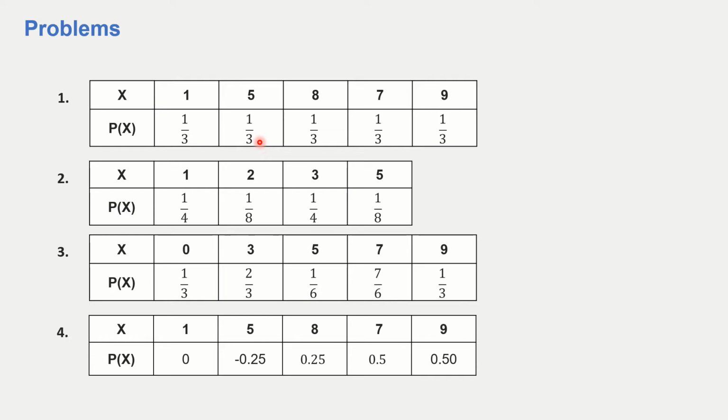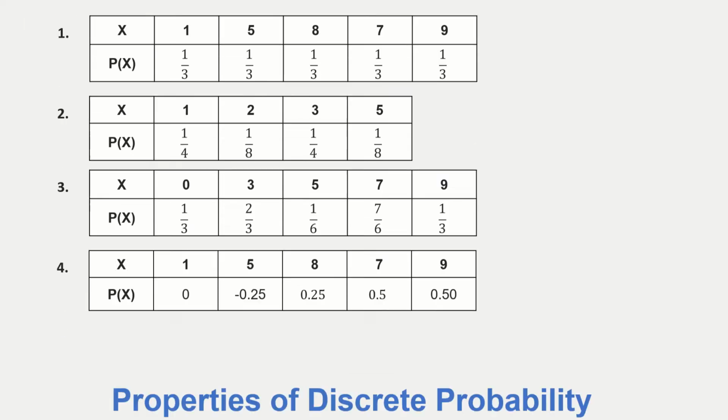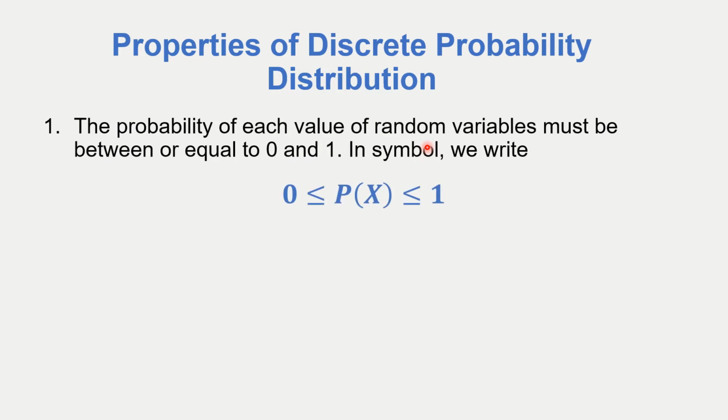Okay, so let's discuss the answers to the problems. There are two properties of discrete probability distribution. The first property states that the probability of each value of the random variable must be between or equal to 0 and 1. In symbol, we write it as the probability of x, or P(x), is greater than or equal to 0 but less than or equal to 1.